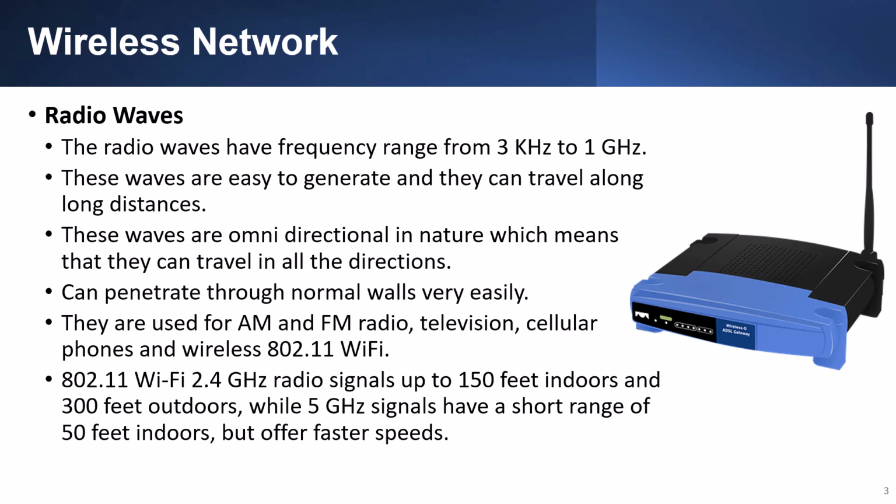The 802.11 Wi-Fi 2.4 GHz radio signals reach up to 150 feet indoors and 300 feet outdoors, while 5 GHz signals have a shorter range of 50 feet indoors but offer faster speeds.